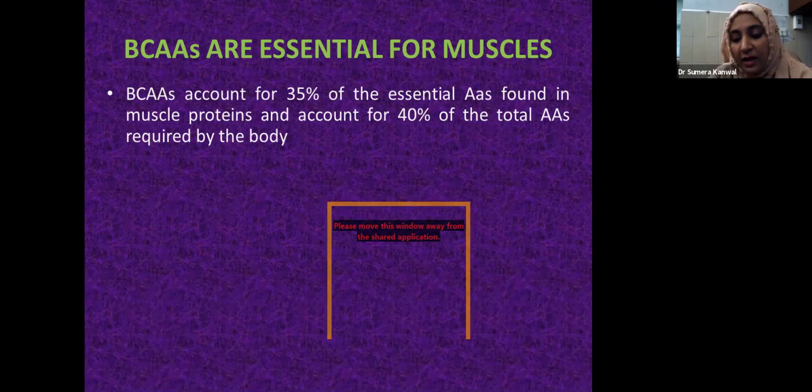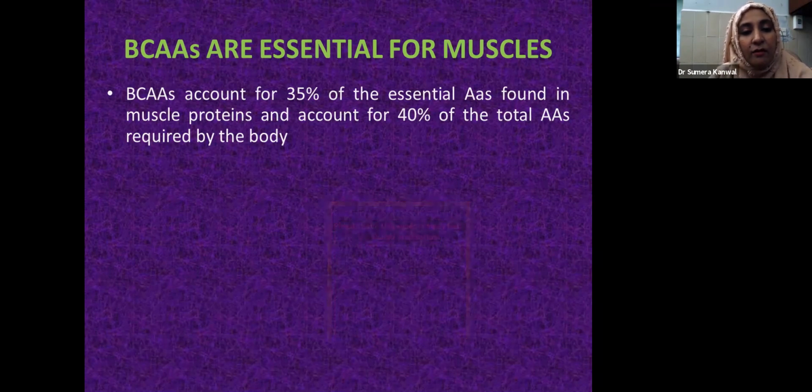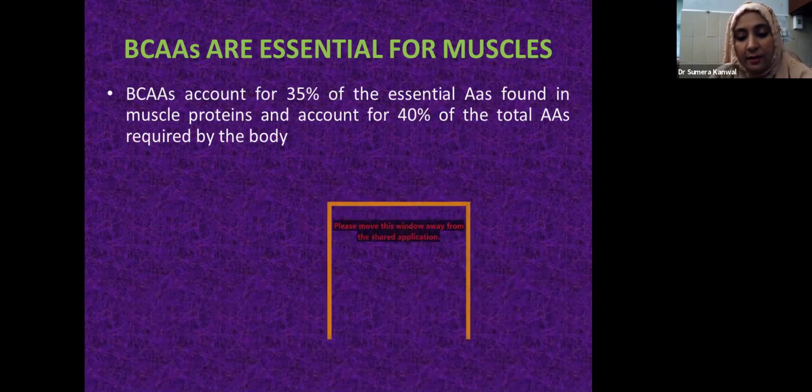These amino acids are required in greater amount as compared to other essential amino acids. The branched chain amino acids are essential amino acids. They are required for muscles because they are an important component of the muscle proteins and of the overall requirement for our body. The total essential amino acids should contain 40% of branched chain amino acids.